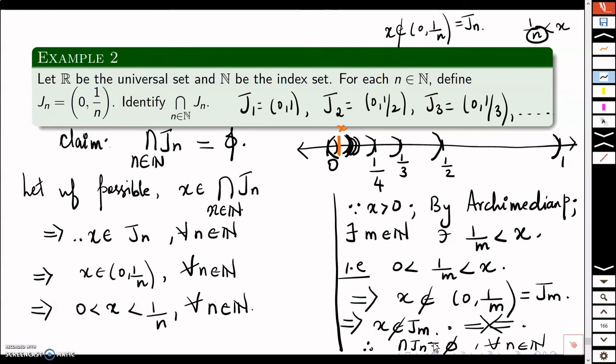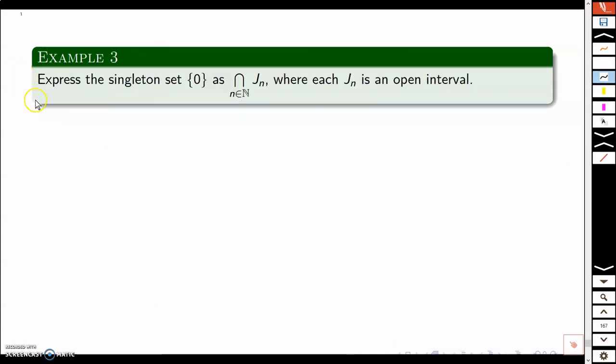So let's move on to the third example. This example says express the singleton set {0} as an intersection of Jn's, where our indexing set is the set of natural numbers and each Jn is an open interval.